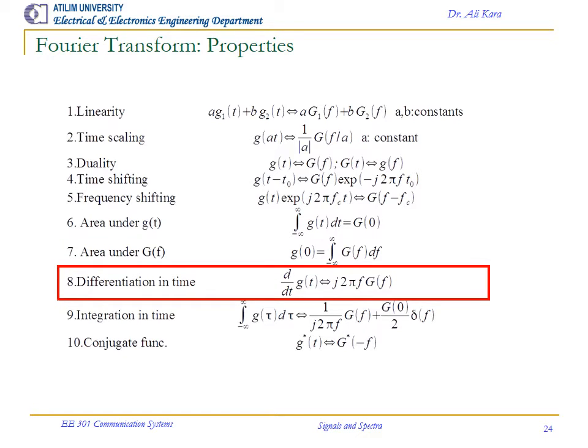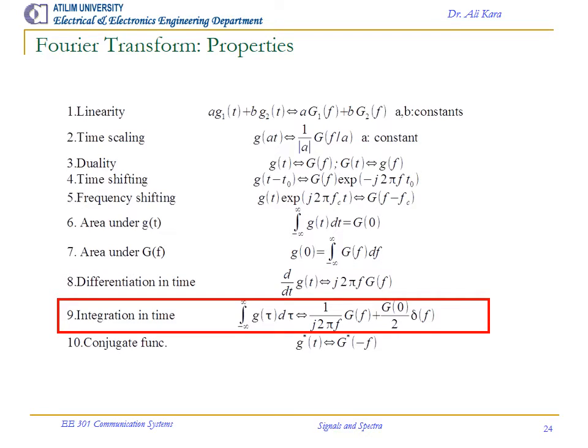Differentiation in the time domain, that is, differentiation of a time function g of t, has the effect of multiplying its Fourier transform capital G of f by the factor j2 pi f. Integration in the time domain, that is, integration of a time function g of t, has the effect of dividing its Fourier transform capital G of f by the factor j2 pi f, assuming that capital G of 0 is 0.